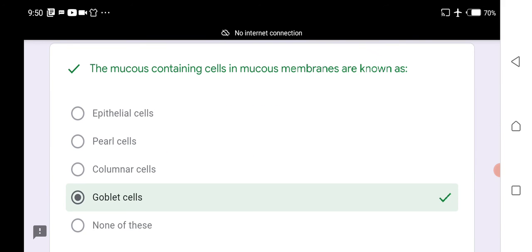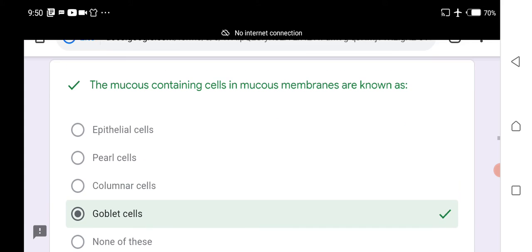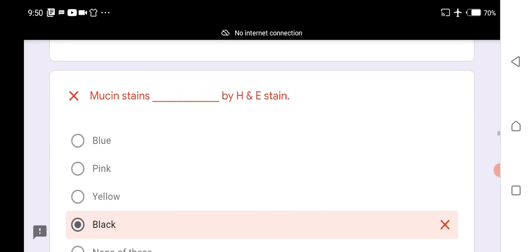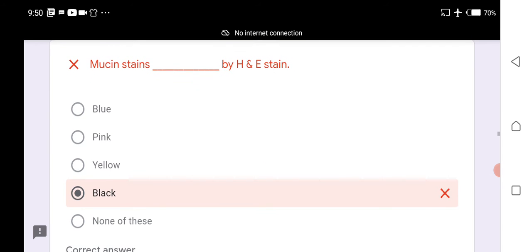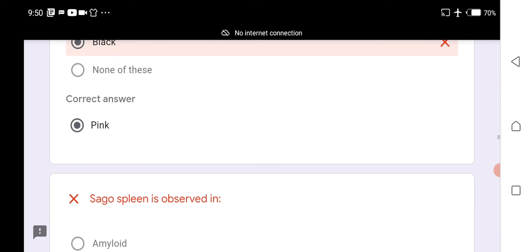Mucus-containing cells in mucous membrane are known as goblet cells. Mucin stains pink by hematoxylin and eosin staining.